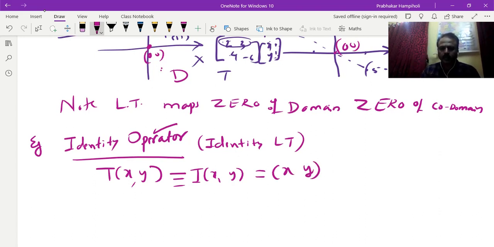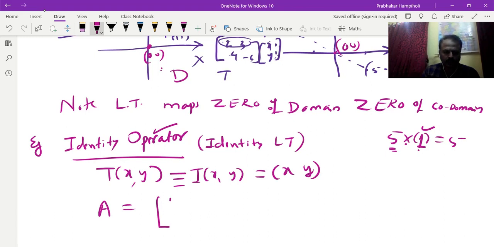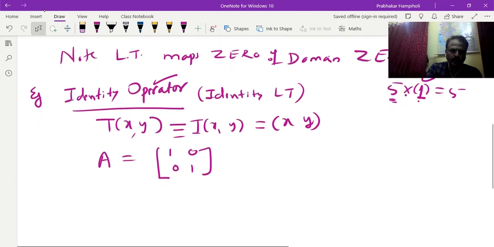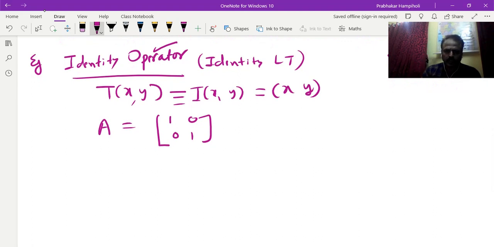Identity is what? For example, 5 into 1 is 5 only. So what you multiply is the identity element 1. What is the broad meaning of identity? That operation and that element together will not change the original. For example, for addition, 0 is the identity, so 0 will not change. Similarly here, the matrix of the identity transformation, naturally, is [1 0; 0 1]. It is to be noted that T was from R square to R square.